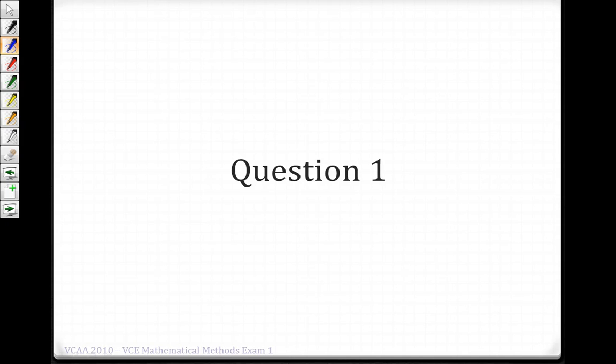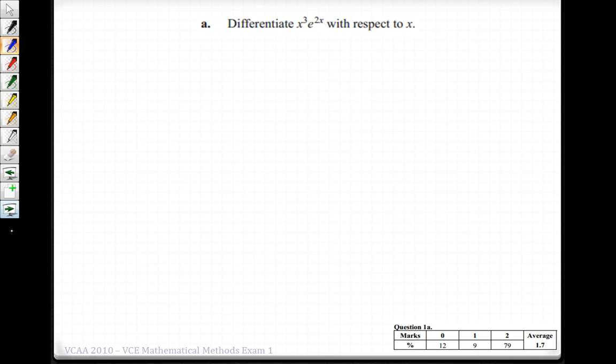Alright, so let's have a look at question 1 of the 2010 Exam 1 paper. Our first question, part A, asks us to differentiate x cubed times e to the 2x.